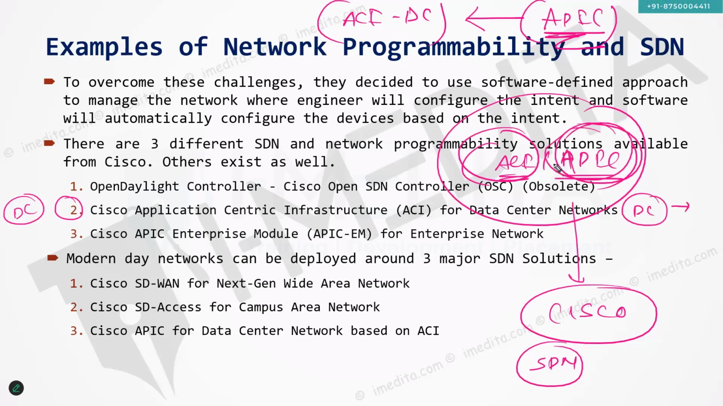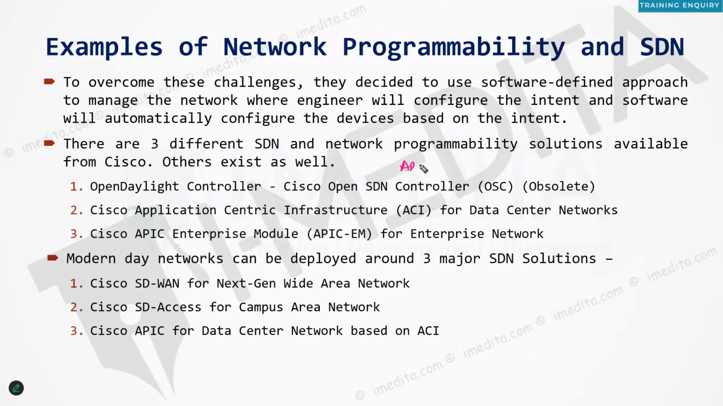The data center can be managed in a software-defined approach with the help of this APIC, the Application Policy Infrastructure Controller. This APIC controller actually became very popular. More and more companies started adopting it for their data center infrastructure and environment, and it became very, very popular. It's still in modern day networks. If you are building a Cisco data center, you will see the use of ACI and APIC. This solution still remains well.